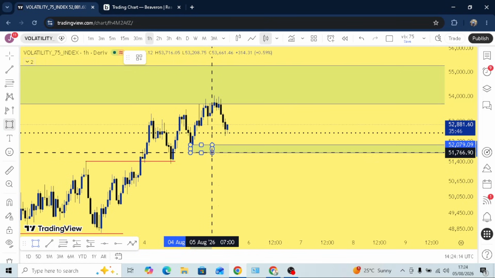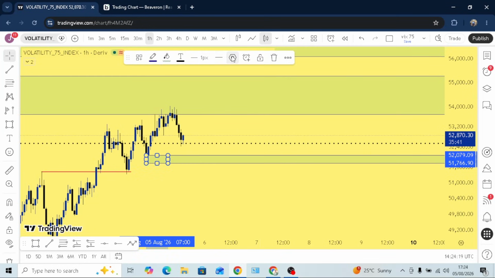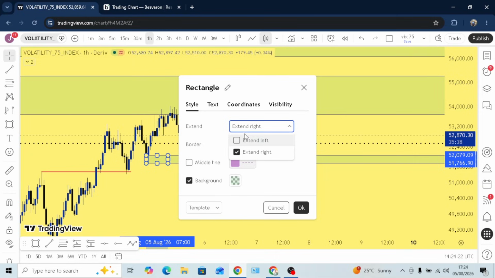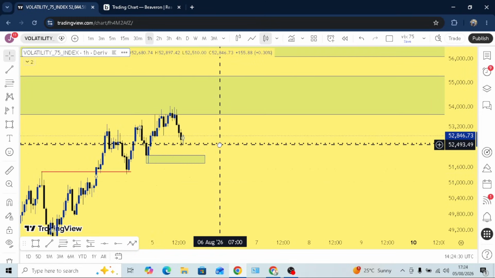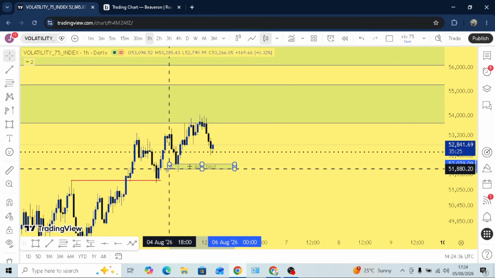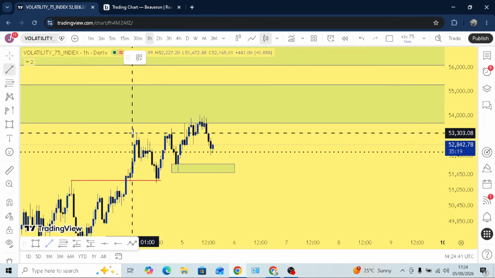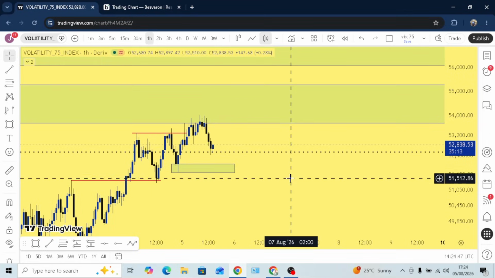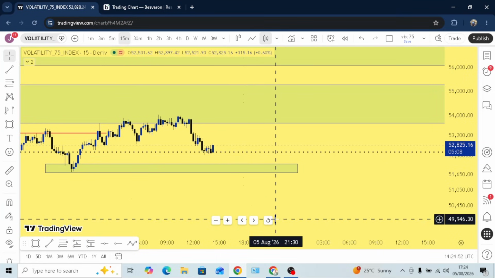Okay, if price is able to break below that particular area right there, then most likely we will be bearish. Until price takes out that particular level is when we'll be taking the sell trades. Okay, so for the moment we are still very much bullish on volatility 75. Do not rush into taking those sells. Wait for proper confirmation.